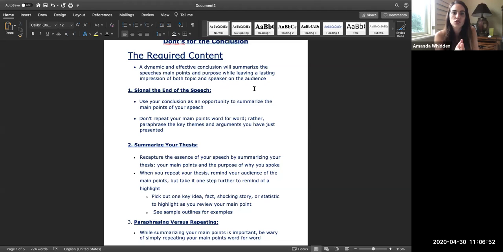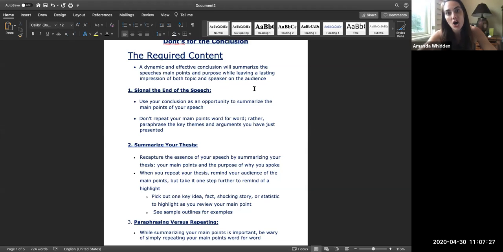You are not going to want to repeat your main points word for word. You may want to instead paraphrase them. You can give the key themes or the arguments that you've presented. I'm only saying that because oftentimes individuals will feel like, "oh my gosh, I'm going to simply cut and paste my thesis again." It doesn't mean that you can't simply cut and paste your thesis again. I'm saying try to rephrase it in a different way so it isn't seemingly redundant over time.